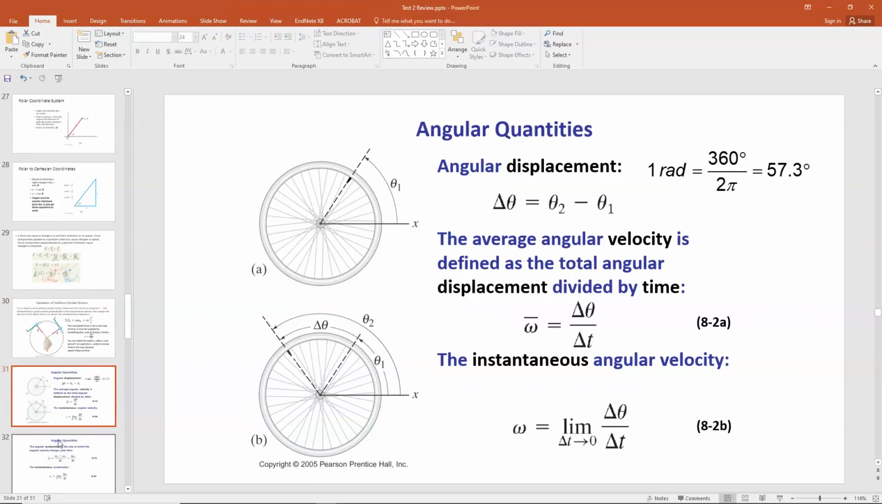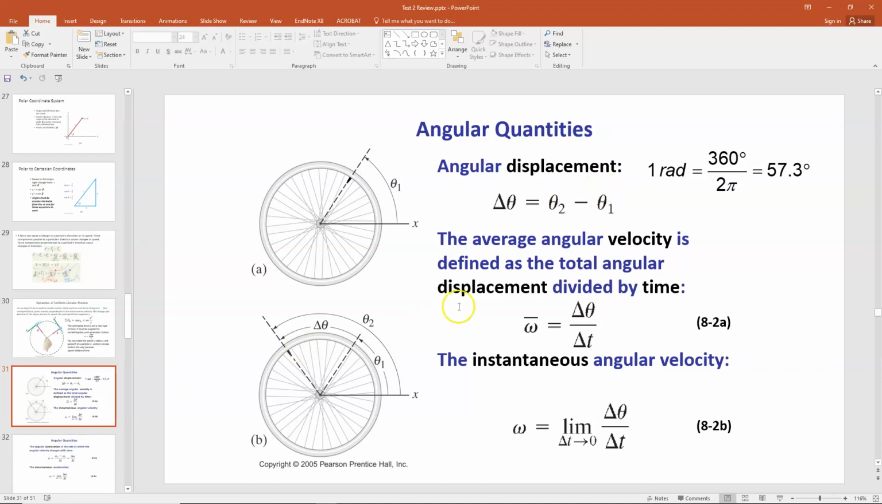We talked about the angular quantities. We talked about the angular displacement, which is delta theta, and that is the angle that it travels through in some instant of time, and that's the difference between the final and the initial angle. We talked about the average angular velocity being omega bar, or omega average, which is delta theta over delta t, the amount of angle that you swing through in a given amount of time. And then, of course, for taking the limit as delta t goes to 0, d theta dt. So omega is d theta dt, the instantaneous angular velocity.